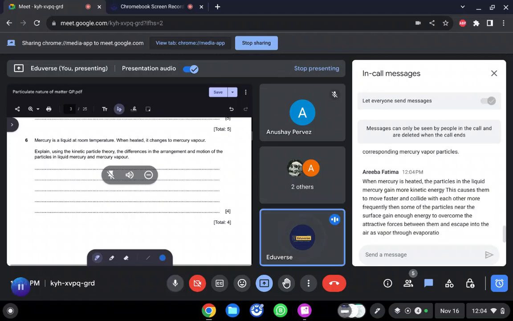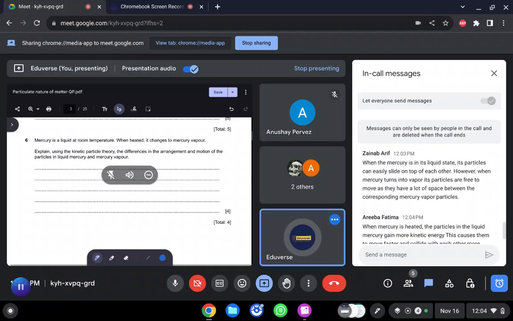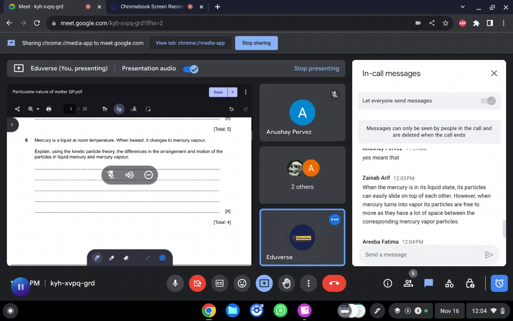Okay, I have received Ariba's and Zainab's responses. As per Zainab, when mercury is in its liquid state, its particles can easily slide on top of each other. However, when the mercury turns into vapor, its particles are free to move as they have a lot of space between them, the corresponding mercury vapor particles.